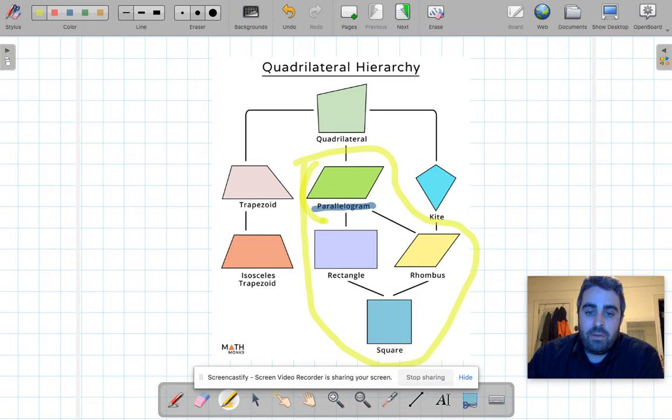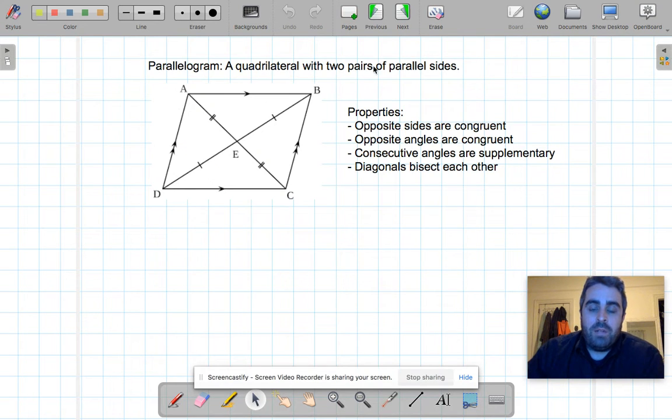But for this lesson, we're going to focus on the parallelogram, this figure right here. So a parallelogram is a quadrilateral with two pairs of parallel sides. Some of the properties are that the opposite sides are congruent. So I'll draw that in. The opposite sides are congruent. So we could say AD and BC are congruent, and also AB and DC are congruent.